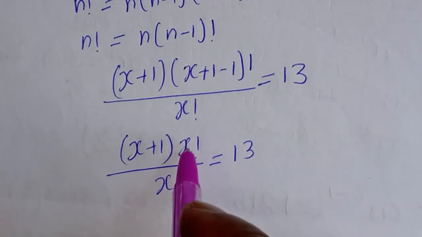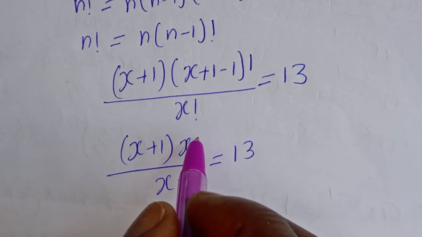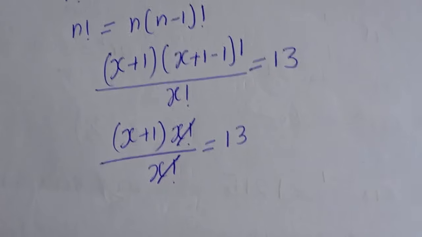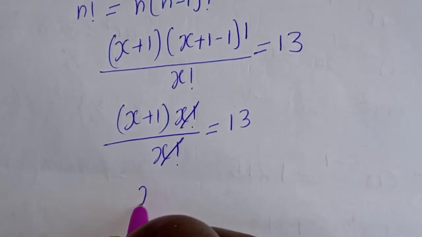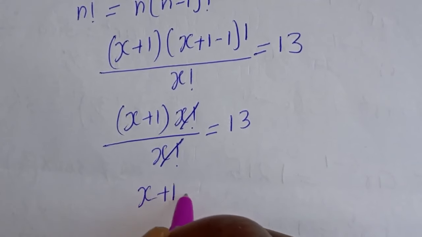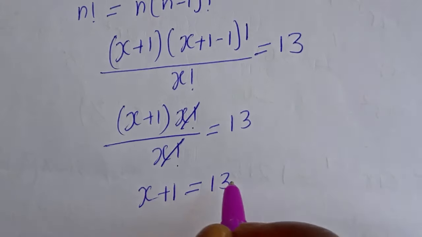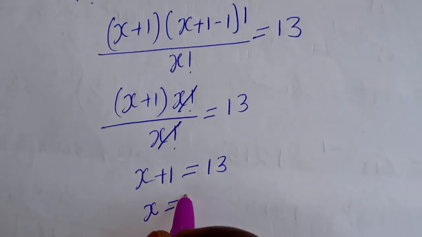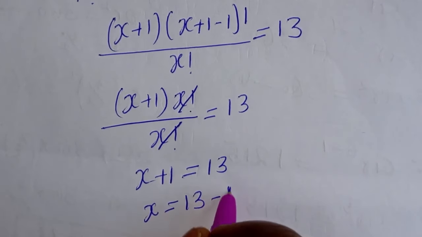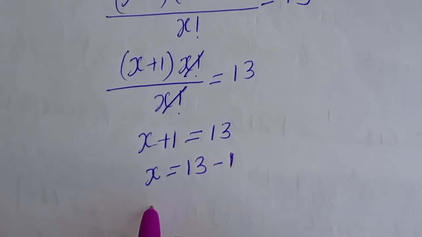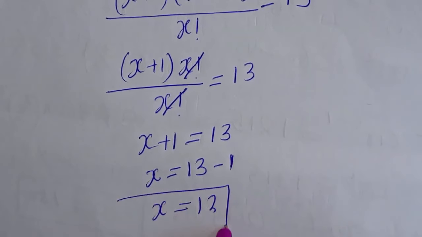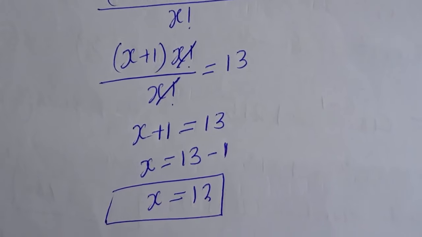Then if you look at the numerator and denominator, factorial will cancel factorial. x plus 1 is equal to 13. x is equal to 13 minus 1. Then x is equal to 12. This is the final answer.